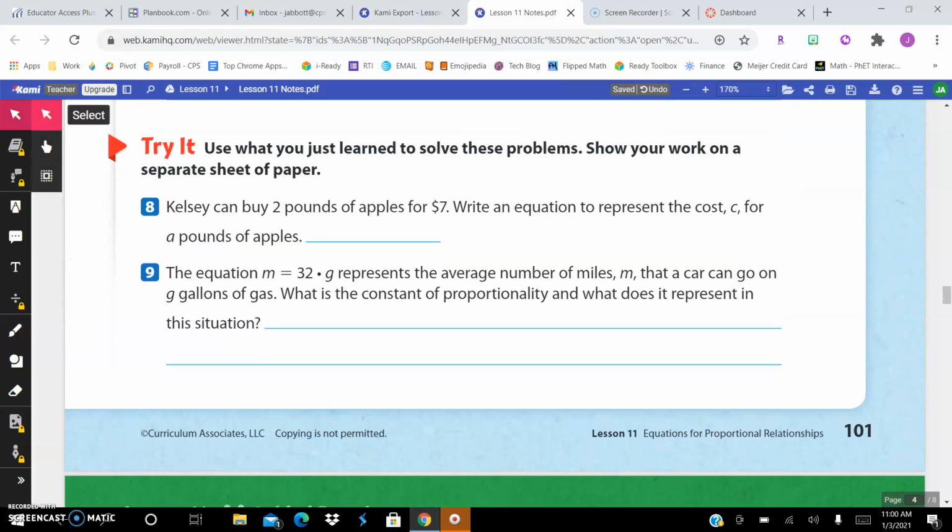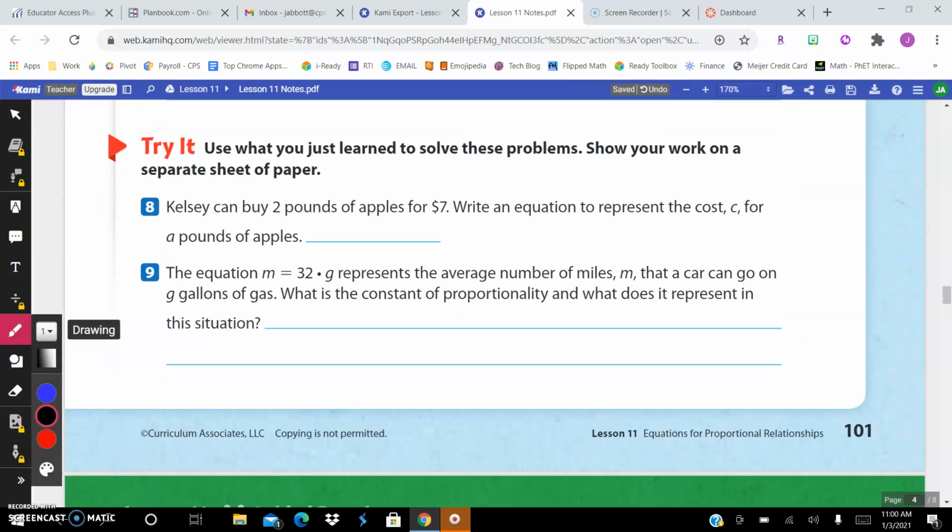And then here, a couple of last problems, two more problems. Kelsey can buy 2 pounds of apples for $7. Write an equation to represent the cost C for A pounds of apples. So C is going to equal, we have to figure out how much it is for 1 pound. So we have to take that 7 divided by 2. The cost per pound would be 3.5. And so we would do 3.5 times A for however many pounds. So if we bought 10 pounds, we would do 3.5 times 10.